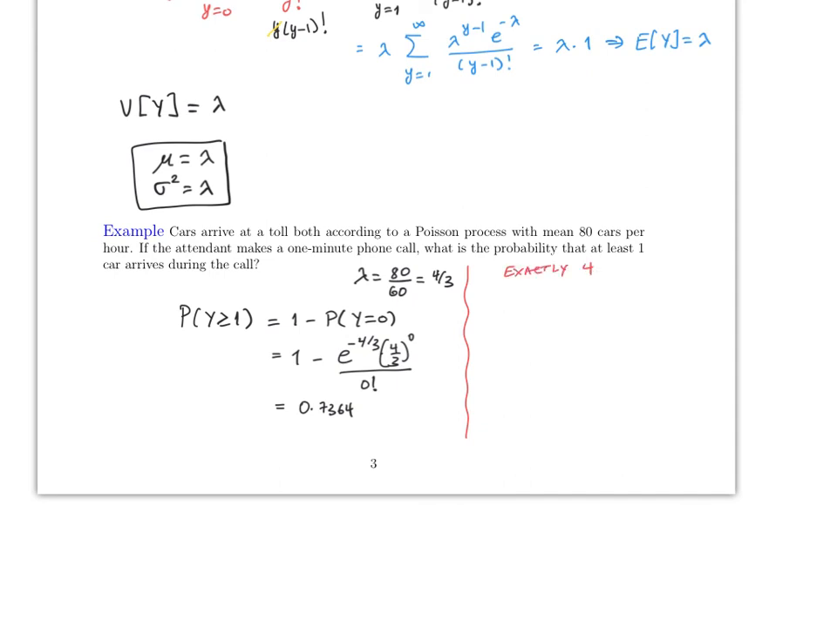Now, if we wanted to find the probability that, let's say, exactly 4 cars arrive, then that will be the probability that y is equal to 4. So in this case, it will be e to the minus 4/3 times 4/3 to the 4 power divided by 4 factorial. And then just use the calculator.